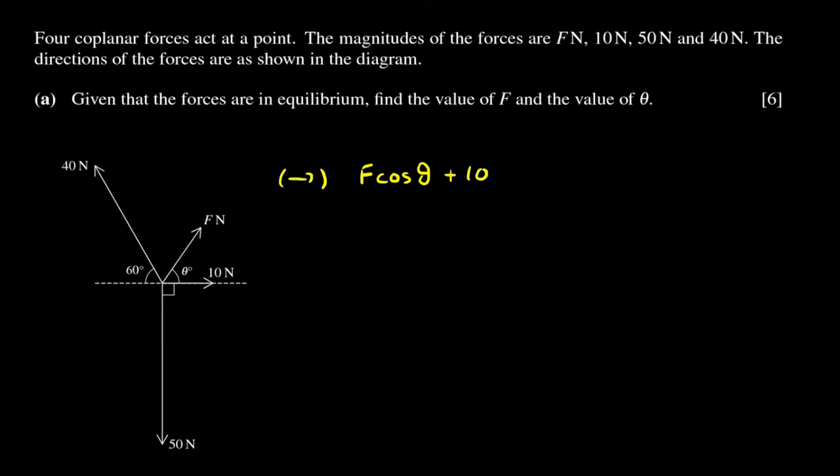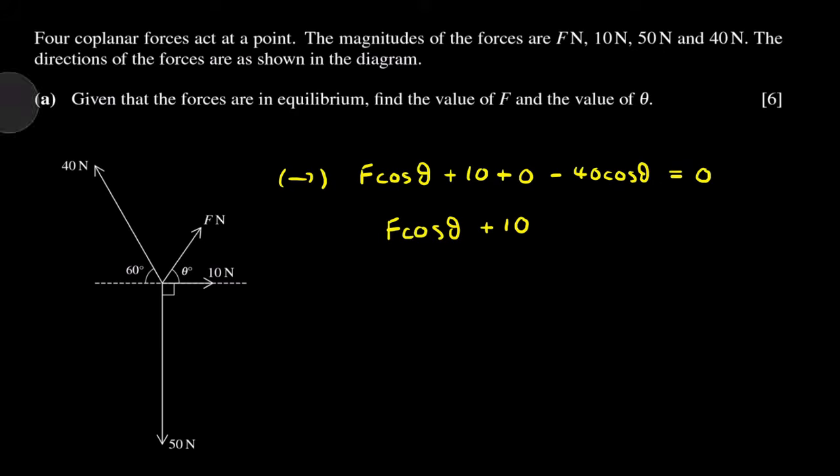For the 50 Newton force, the horizontal component is 0 because it's acting perfectly vertically. For the 40 Newton force, the component is 40 cos 60, but it's acting to the left, so this is a negative 40 cos theta because it's acting in the opposite direction. And because these are in equilibrium, all these are going to sum to give 0. So let's simplify this. We're going to get F cos theta plus 10.